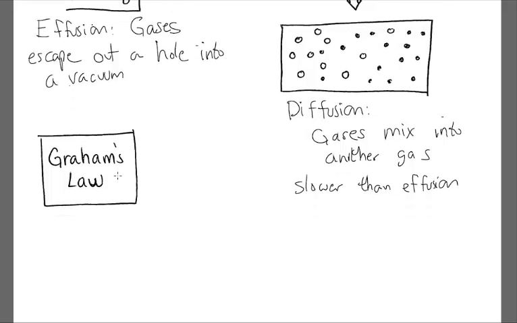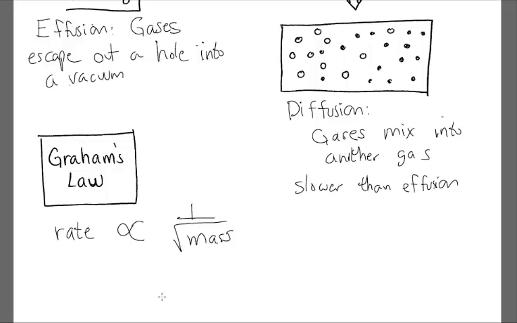But both processes are covered by Graham's law, where you say that the rate of diffusion or effusion is proportional to 1 over the square root of the mass. Okay, so since it's a proportionality, the proportionality constant is different for effusion and diffusion. Effusion is faster, diffusion is slower, but they're both proportional to 1 over the square root of the mass. Which basically tells you that lighter gases will effuse or diffuse more quickly. It's inversely proportional to the square root.